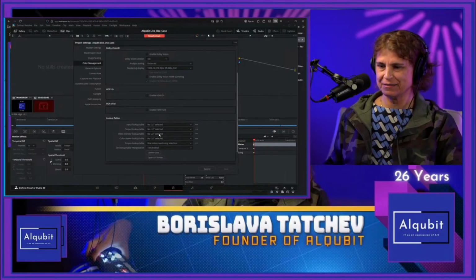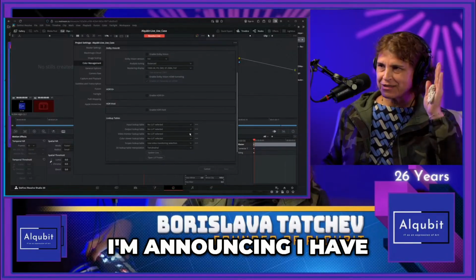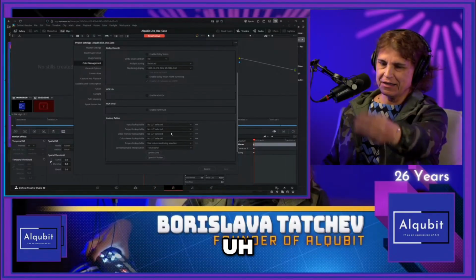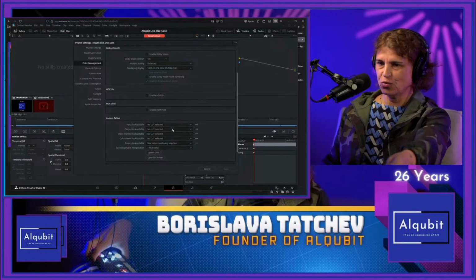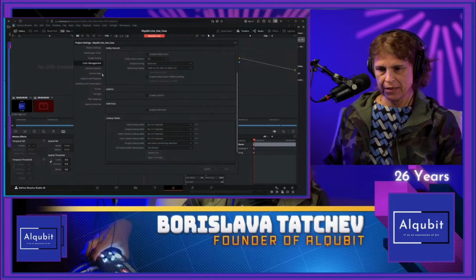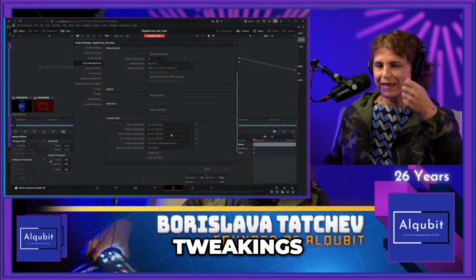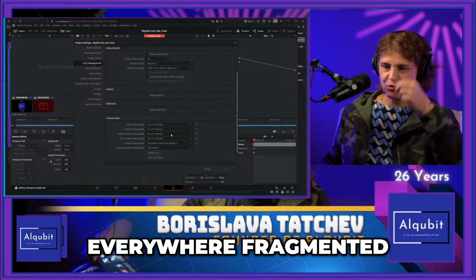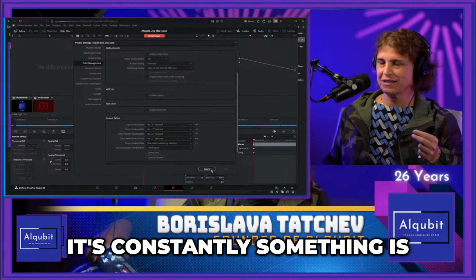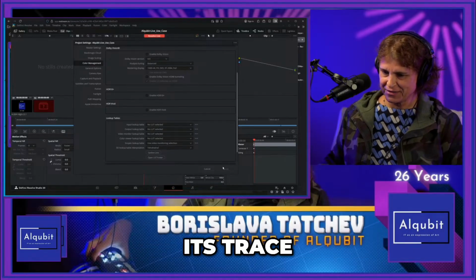not convincing. And I am announcing I have completed this project, and it is just enough to reset the settings about the LUTs, but this is what those tweakings everywhere fragmented is provoking, that constantly something is losing its trace.